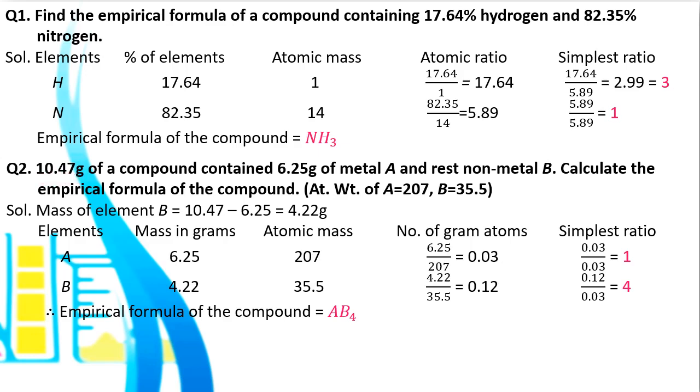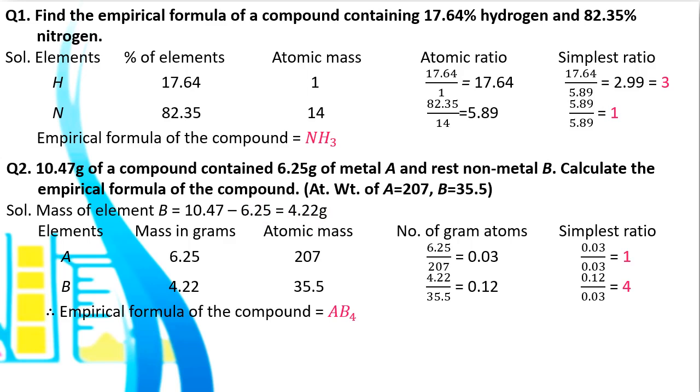10.47 gram of a compound contains 6.25 gram of metal A and the rest non-metal B. We have to calculate the empirical formula of the compound. Here it is given atomic weight of A is 207 and B is 35.5. Mass of metal A is given and total is given, but mass of non-metal B is not given. So first we will find the mass of element B by subtracting 10.47 minus 6.25, it is 4.22 gram.